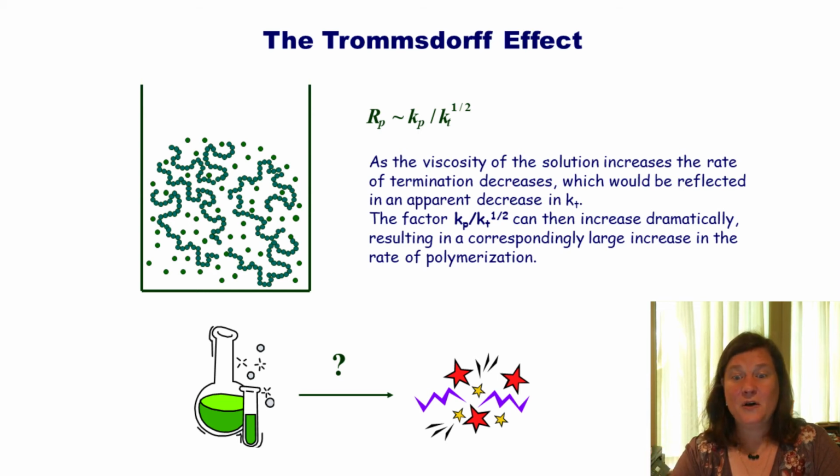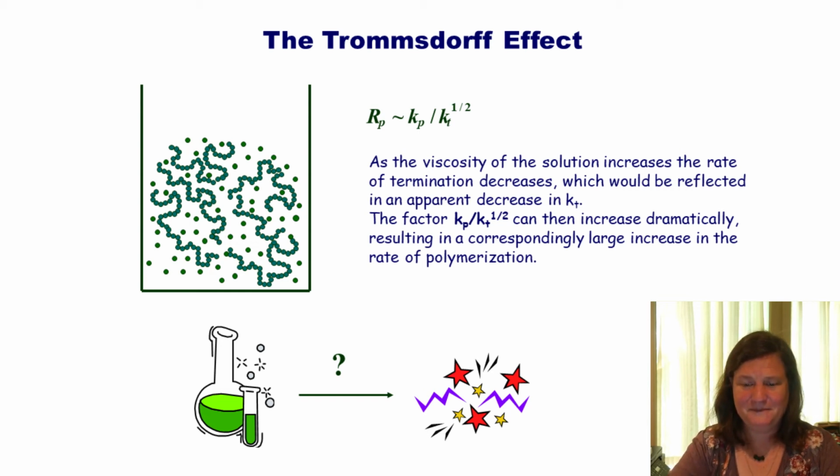Okay, so what happens to the rate of polymerization as KT gets small or even approaches 0? The rate of polymerization can race out of control, and if you're not careful, it can actually cause an explosion in your lab. So that's why the Trommsdorff effect is so important.